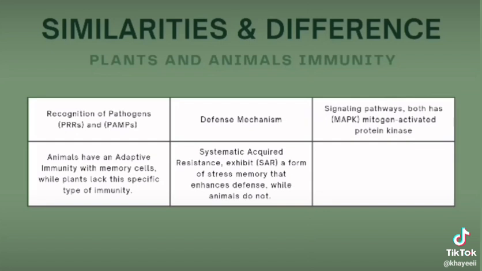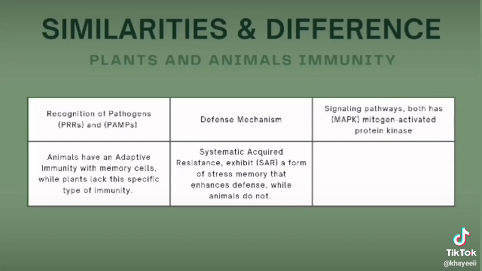Now, let's look at what makes them different. Animals have something called an adaptive immune system, and I have explained this earlier too. This is super cool because it includes memory cells. Imagine getting sick once and your body remembering that germ forever, so it can fight it better the next time. But plants don't have this.